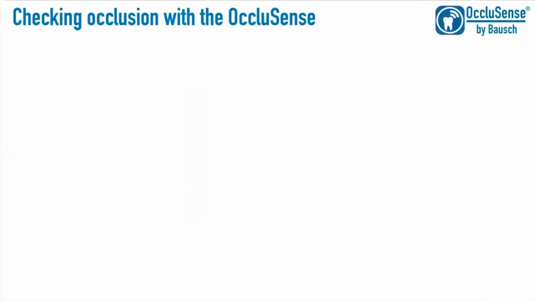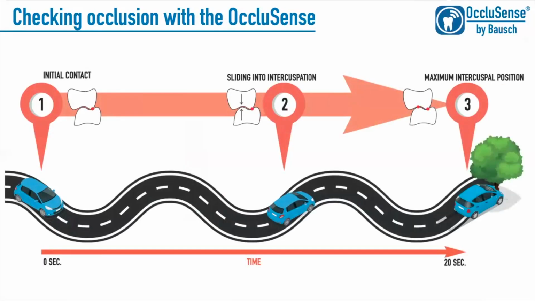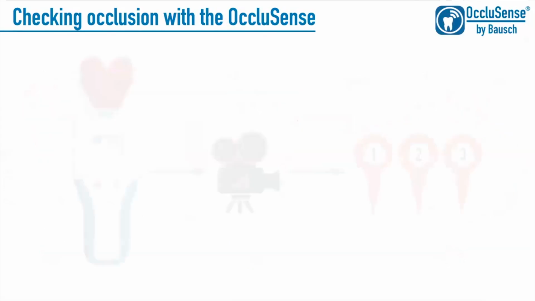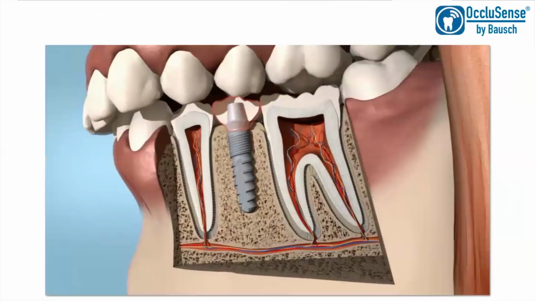With OccluSense, however, you have the opportunity to look at this process from point 1, so the initial contact, through to point 2 and point 3 of the entire process. And this is analogous to a video recording over time. So rather than only getting an outlook of the occlusion at one single moment, you receive an overview over time.